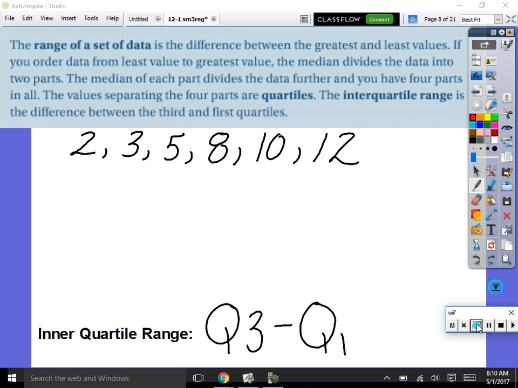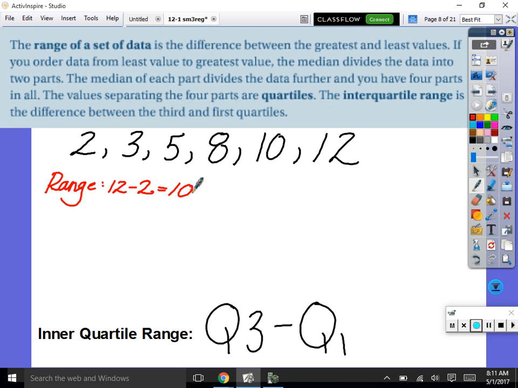So the range of a data set is the difference between the greatest and least values. Literally, range is what it means. What are these data values ranging over? So how much distance? To find your total range, you would do the largest value minus the smallest value. So our original range would be 12 minus 2 here, which is 10. So that means this is ranging over 10 values.